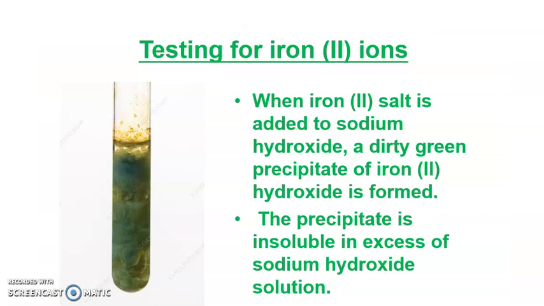Now, testing for iron 2 ions. When iron 2 salt is added to sodium hydroxide solution, a dirty green precipitate of iron 2 hydroxide is formed. The precipitate is insoluble in excess sodium hydroxide solution.